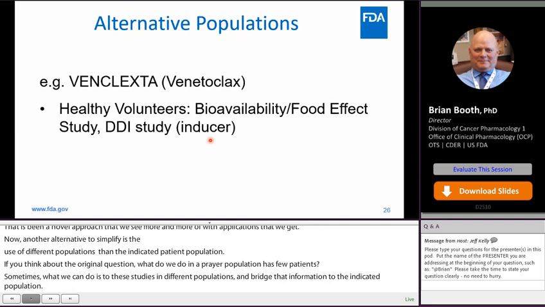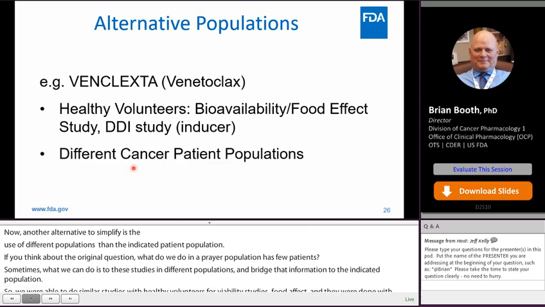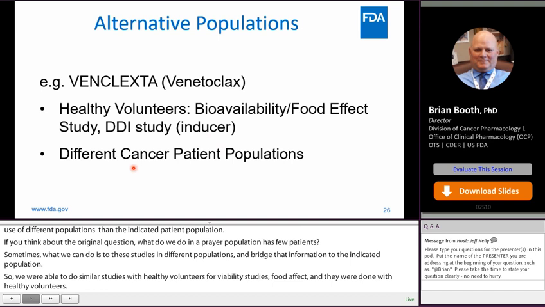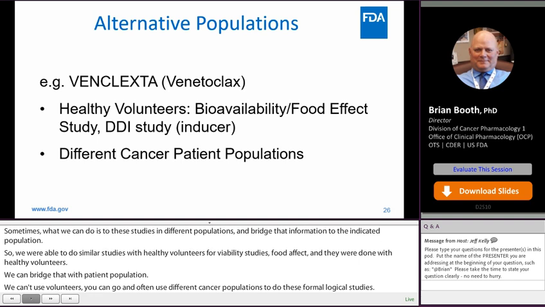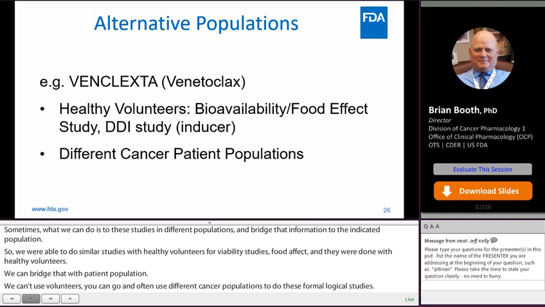to the patient population. When you can't use volunteers, you can often use different cancer populations to do these clinical pharmacology studies, and usually findings in those particular settings can be extrapolated to the patient population of interest.